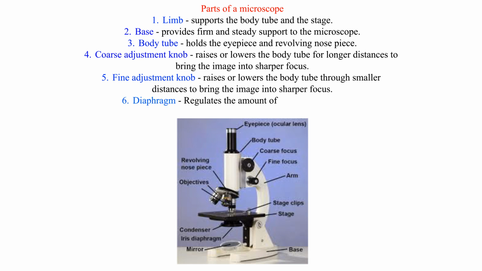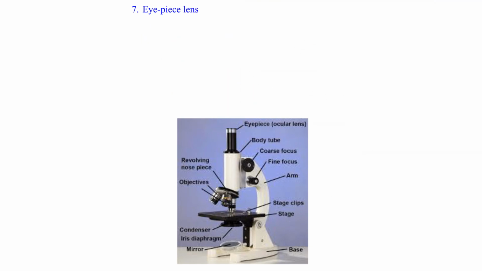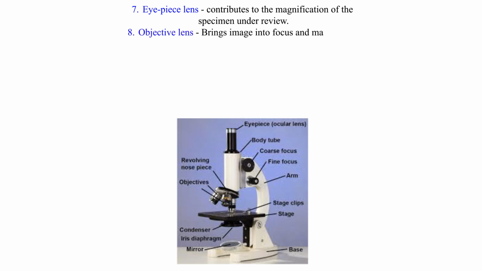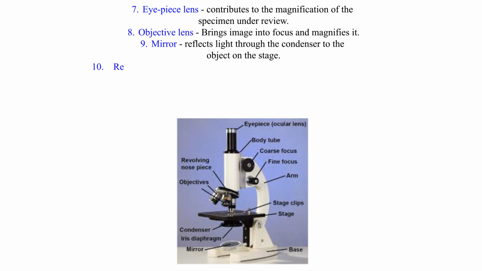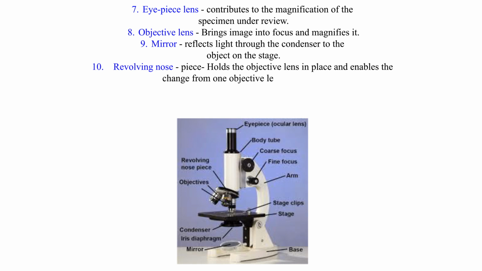6. Diaphragm regulates the amount of light passing through the condenser to the object on the stage. 7. Eyepiece lens contributes to the magnification of the specimen under review. 8. Objective lens brings image into focus and magnifies it. 9. Mirror reflects light through the condenser to the object on the stage. 10. Revolving nose piece holds the objective lens in place and enables the change from one objective lens to another.